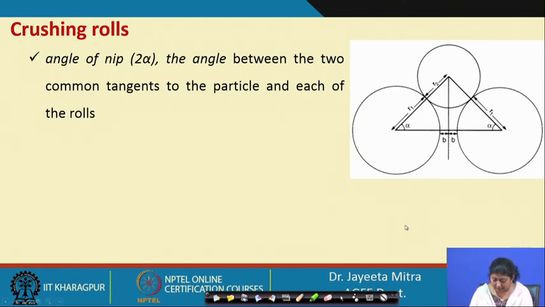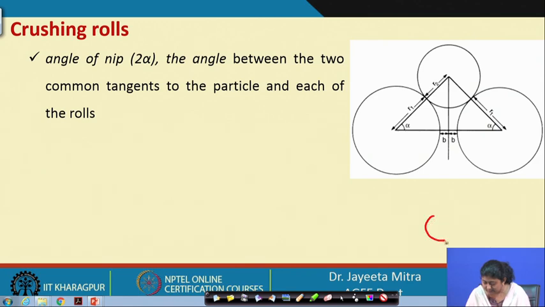Okay. So, actually if we take certain product in between two rolls, let us say this is one roll and there is a little gap where the product will be there, and there will be another roll. Okay. So, the two common tangents to the particle and each of the rolls. So, if we make that common tangent here, okay, so we can get the angle of nip, that is coming 2 alpha.